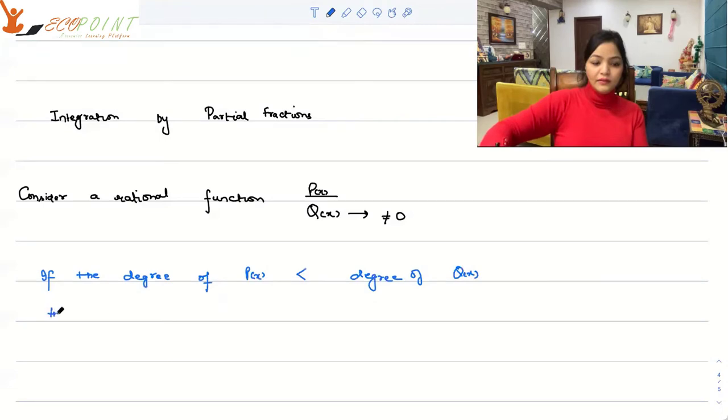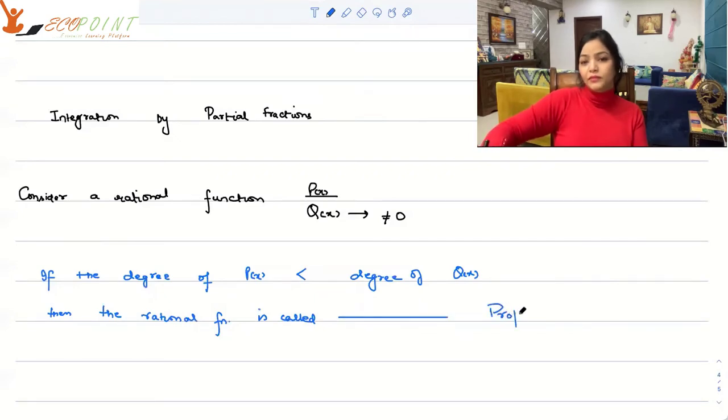then the rational function is called proper, otherwise improper.